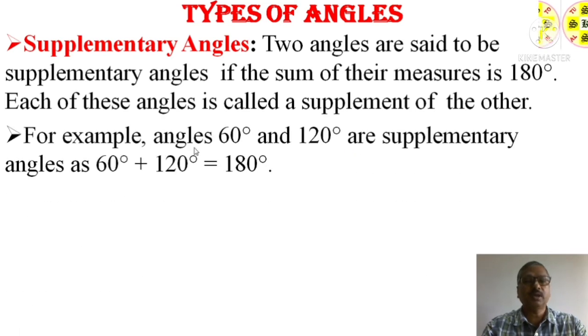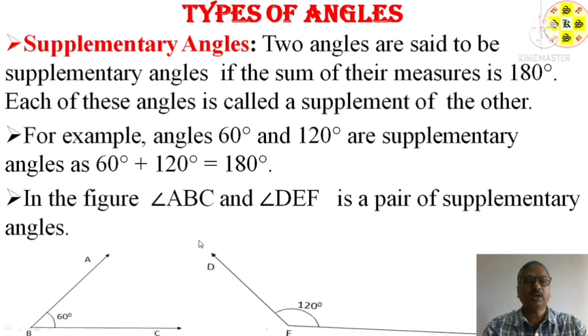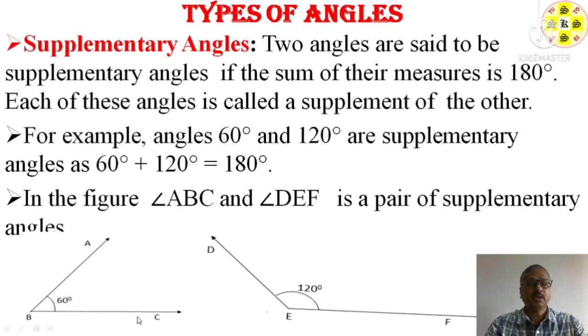For example, take the angles 60 degree and 120 degree. If we add them, by the definition the sum of the two angles should be 180 degree. So 60 degree plus 120 degree is 180 degree. That means 60 degree and 120 degree form supplementary angles, and each of them, 60 is the supplement of 120 and 120 is the supplement of 60. Now see the figure: this is angle ABC, 60 degree, and angle DEF, 120 degree. So they form supplementary angles. In the figure, angle ABC and angle DEF are a pair of supplementary angles.